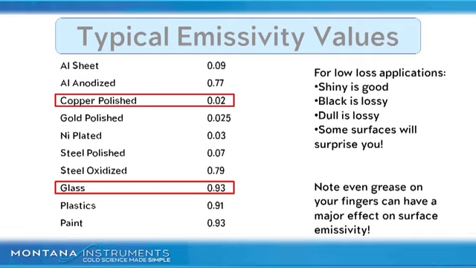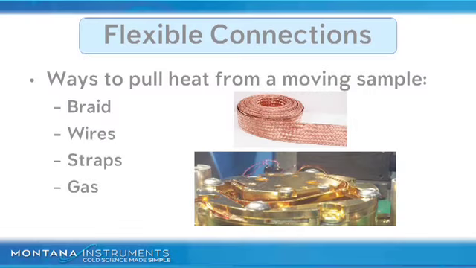Wear latex gloves when handling the cold parts and watch where you set parts down on the table to avoid picking up surface contaminations. If your sample is on a moving stage, you must have a mechanism to pull heat from your sample without disturbing the motion. Braids are one choice. They're easy to buy and attach and can be useful in some cases. You should be aware of a couple things with braids.